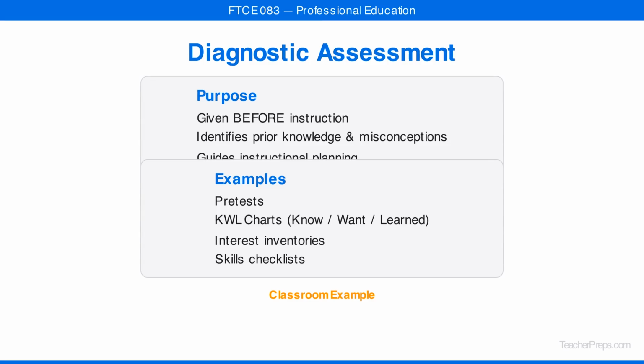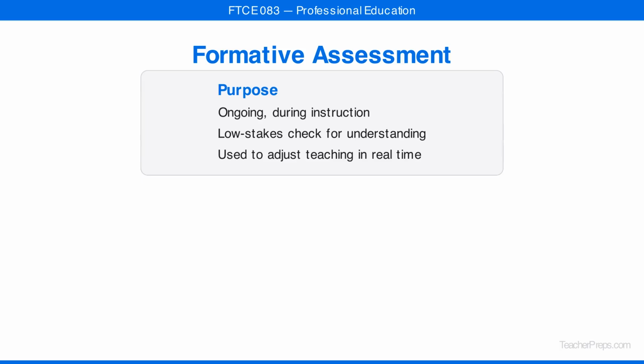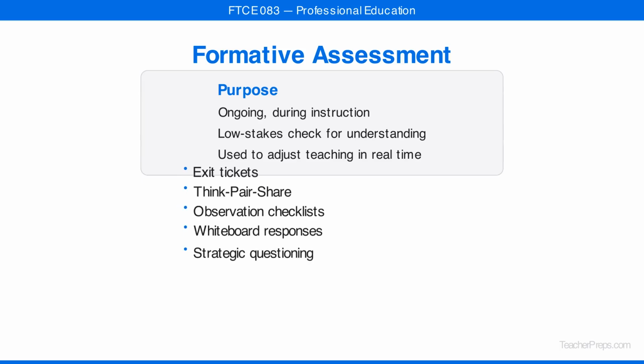actually needed. Second, formative assessment. Formative assessment happens during instruction. It's ongoing, real-time monitoring of student understanding that the teacher uses to adjust teaching on the spot. The key characteristic of formative assessment is that it's low stakes. It's not graded in a traditional sense. It's a check for understanding.